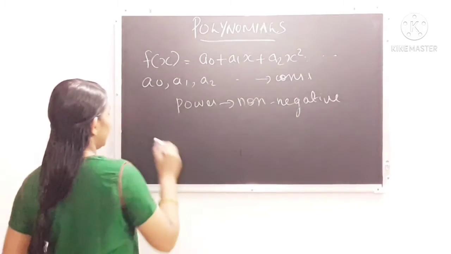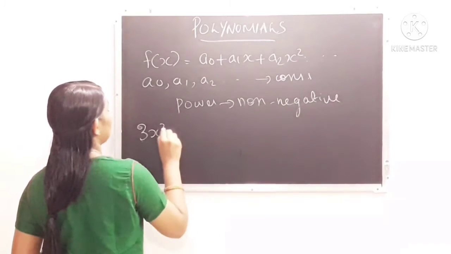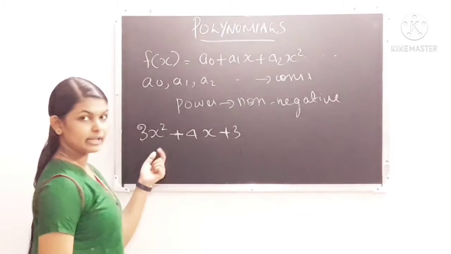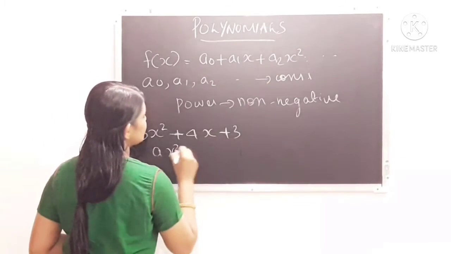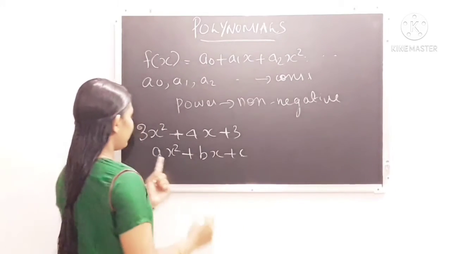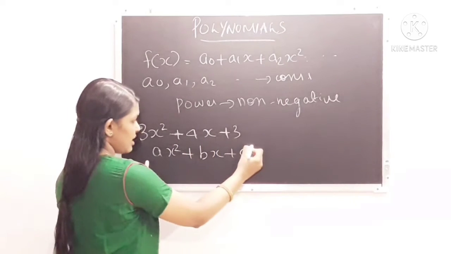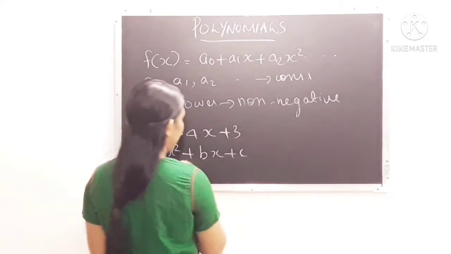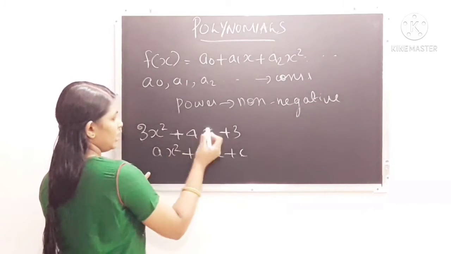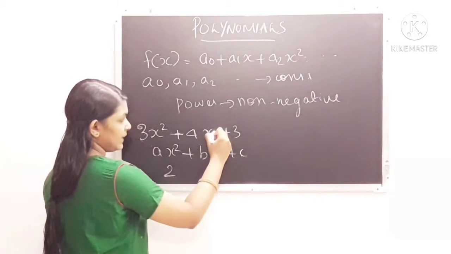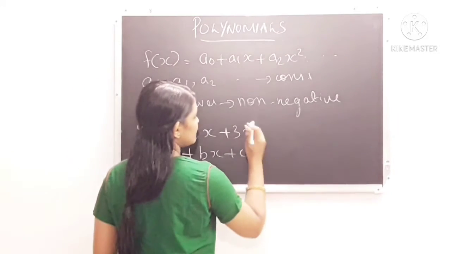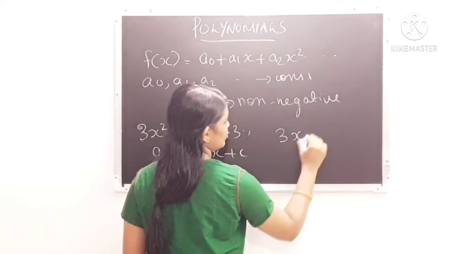Just take an example. If you have an expression like 3x square plus 4x plus 3, this can be written in the form ax square plus bx plus c. Here a, b, c refer to 3, 4 and 3, which means they are constants. Also the power of the variable in the first term is 2, in the second term is 1, and the 3 can also be written as 3x raised to 0.